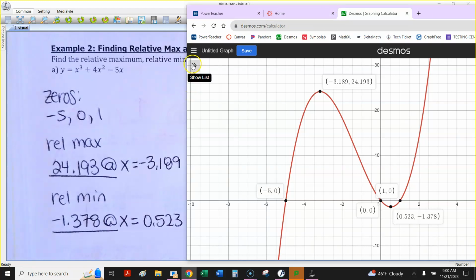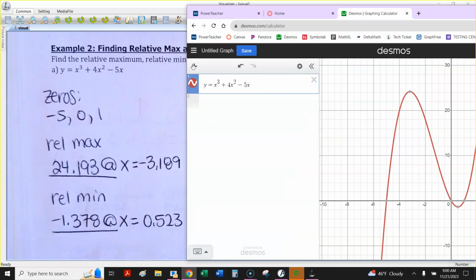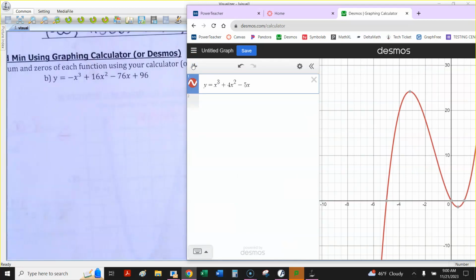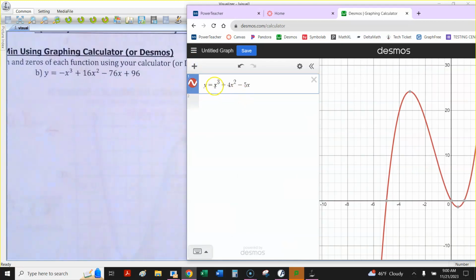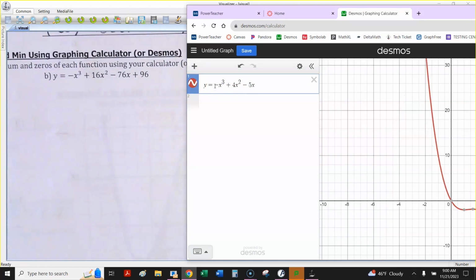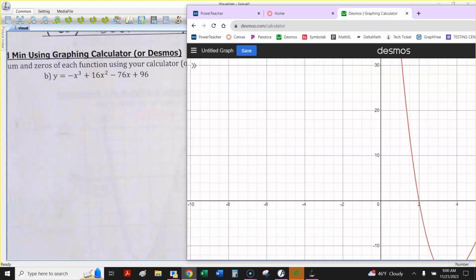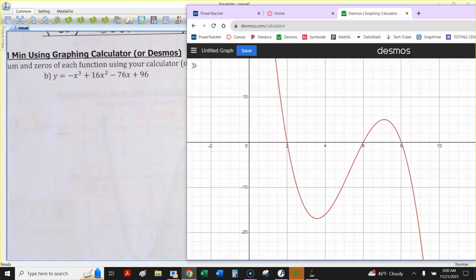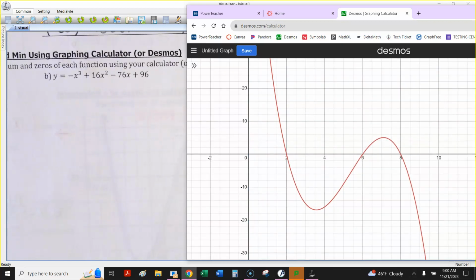Okay, I'm going to click these double arrows again real quick, and I'm going to pull up this one. Okay, so now this one is also an odd function, but this one's negative. So this is -x cubed, and then I've got plus 16x squared, minus 76x, and then plus 96. So this actually has 4 terms. Make sure you have the y equals out in front, and I'm just going to close that so I can see, and I'm just going to drag. Actually, that's a decent screen for that.